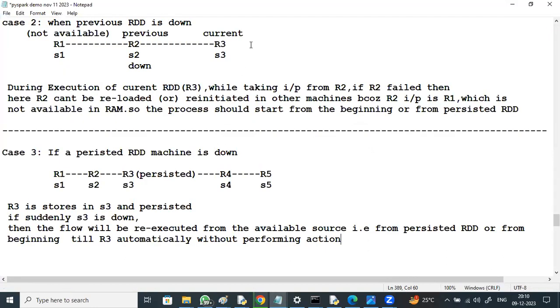Yes, okay. Even if it is a human error, if you persist an RDD by mistake, it will be persisted. Persist means it will be persisted.